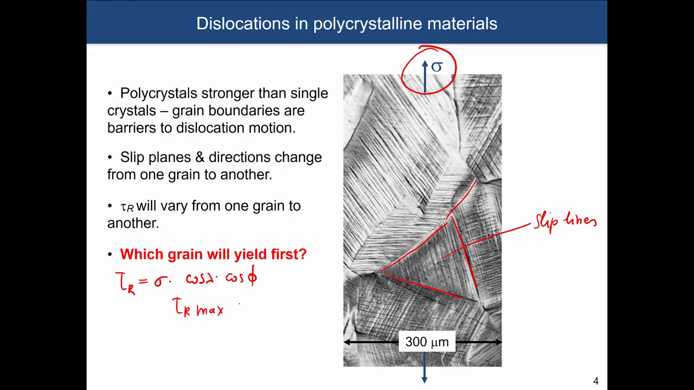for lambda equals phi equals 45 degrees. In other words, the grain that satisfies these requirements will fail first. So you can then ask a question: can you engineer a material that is already polycrystalline in a way that you can either minimize or maximize this, depending on the application that you want, right?